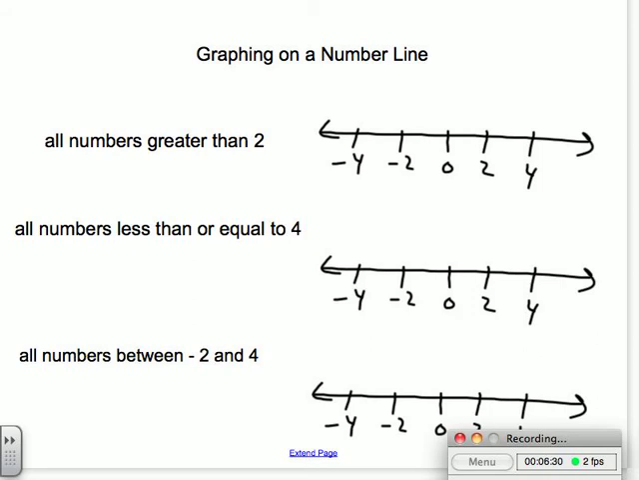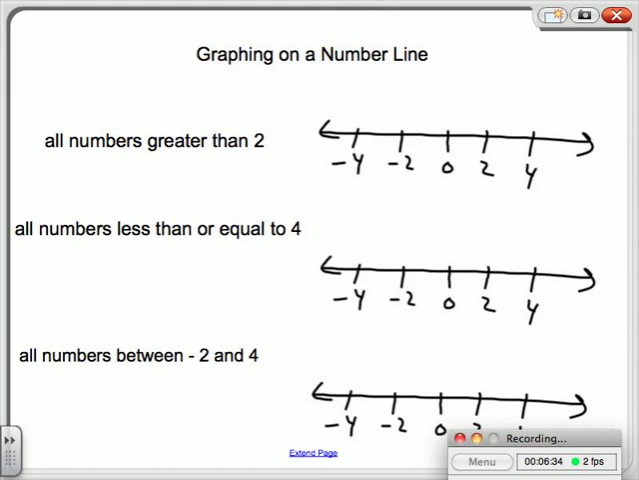So if I wanted to represent on a number line all of the numbers greater than 2, the first thing you need to notice is that it says greater than 2 and not greater than or equal to 2. When it's greater than 2, that means we put a circle here. The circle at 2 means that 2 is not included. But then I want things greater, which are things to the right, which means you darken in the number line to the right of 2. So this represents all of the numbers that are greater than 2.